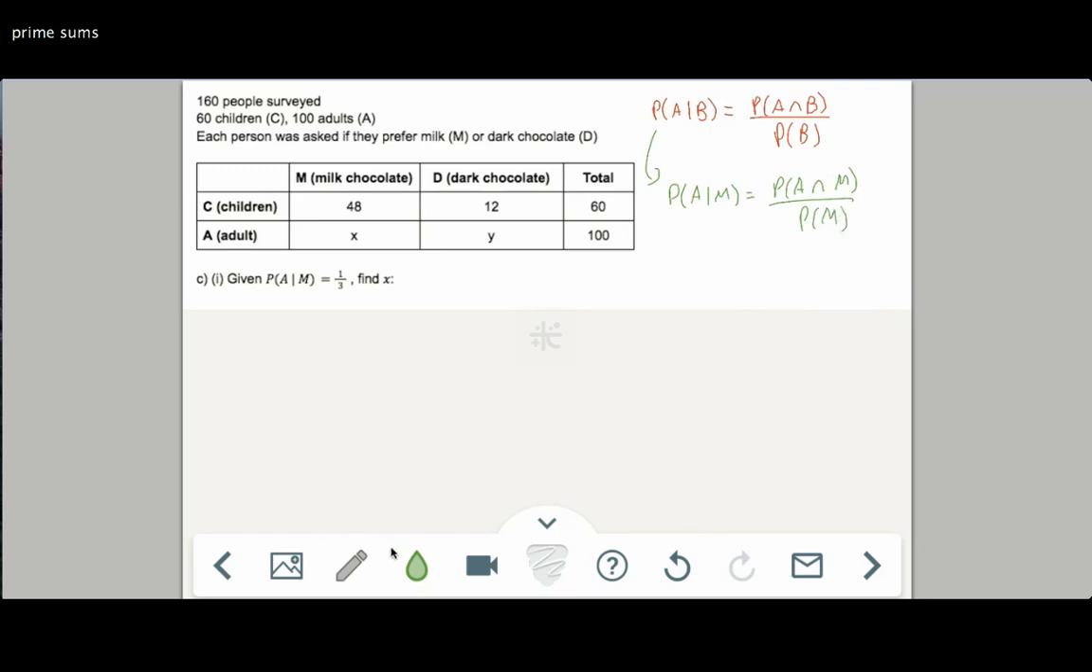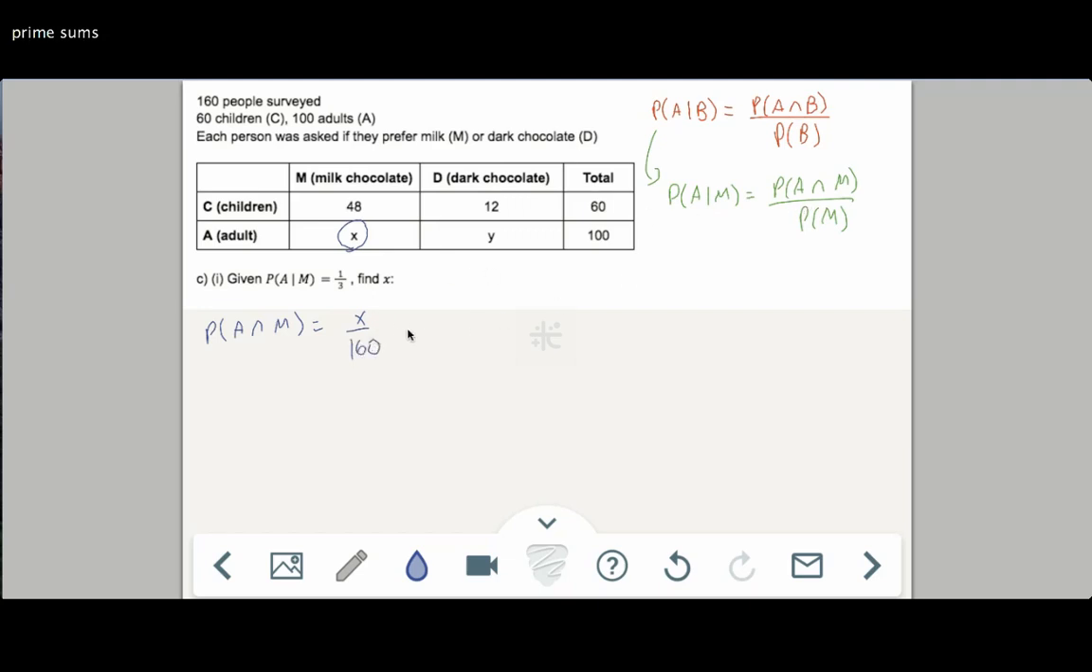So let's see what each of these probabilities are. So probability of A and M. That's the probability that if we pick an adult at random, if we pick a person surveyed at random, they are an adult and they prefer milk chocolate. So it's these people over here. And there are x people out of 160 people surveyed. Therefore, the probability of A and M is simply x divided by 160.